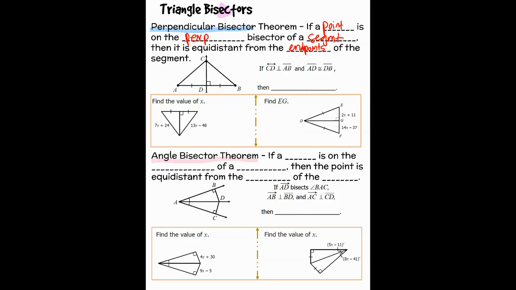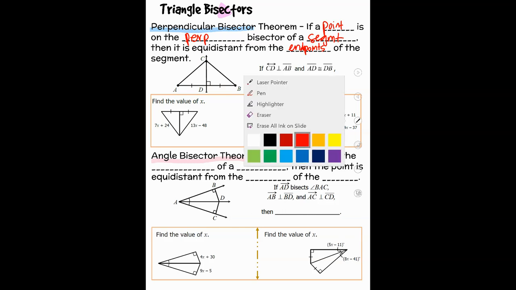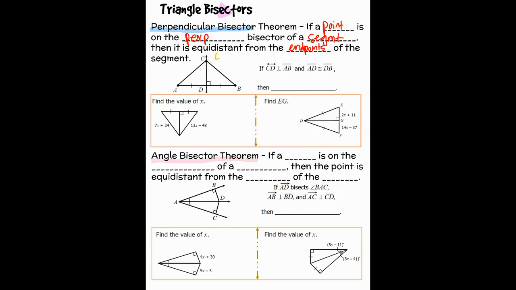of these segments. First off, what does equidistance mean? This just means the same distance. Okay, so what does that mean for our triangles?